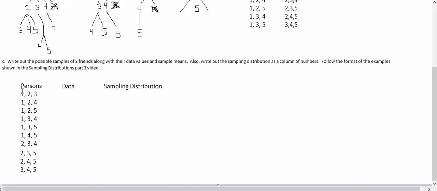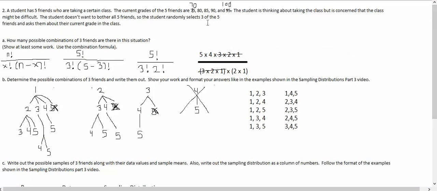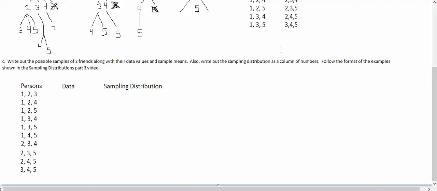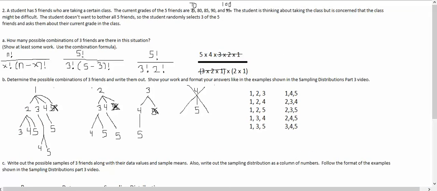So here we have person 1, person 2, and person 3. Let's look up their 3 grades in the class. Person 1, person 2, and person 3 are 70, 80, and 85. We're just following the order that I wrote them in up here. These are in the question: person 1, person 2, 3, 4, and 5. We're following that order. So person 1, person 2, and person 3 are, like I said, 70, 80, 85.